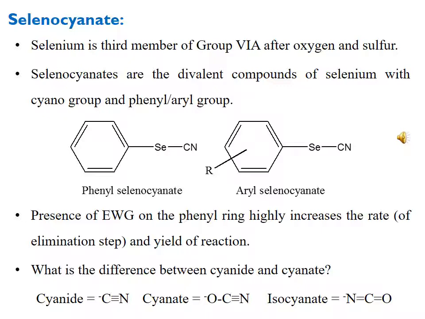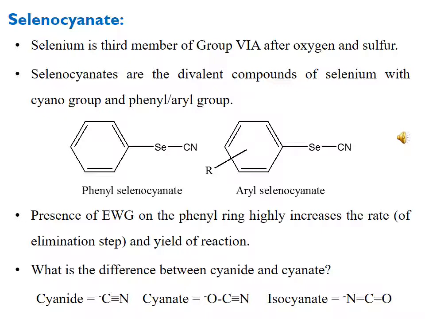you do not see the presence of oxygen. Then why is it called cyanate? The reason is that selenium is a similar type of atom to oxygen. So you can say that instead of oxygen there is selenium, and we name it cyanate when oxygen is present, but when selenium is present, it is named selenocyanate instead of only cyanate.